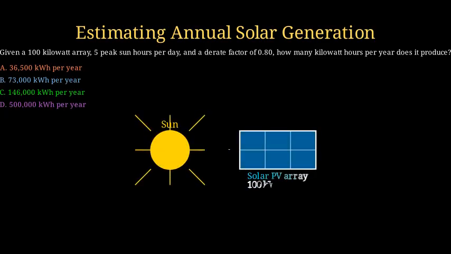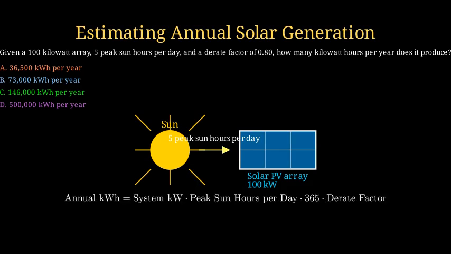The sun delivers 5 peak sun hours per day to the array, while the array size tells us how many kilowatts it can produce before accounting for system losses. The annual energy formula multiplies the system size by the peak sun hours, by 365 days, and by the derate factor.